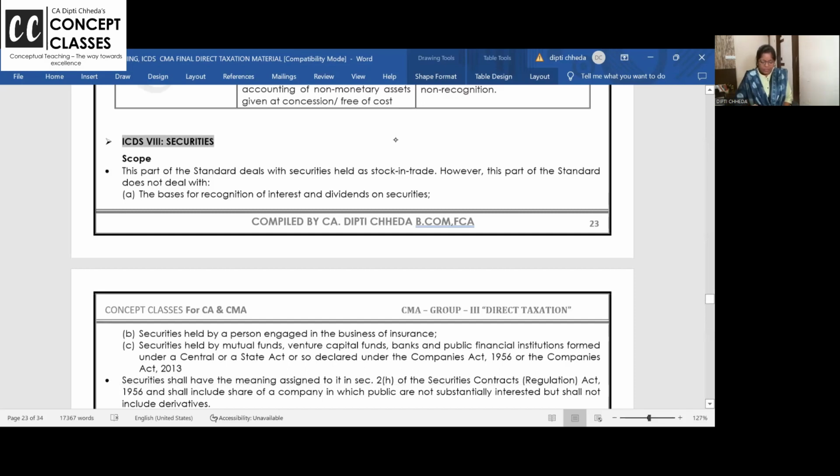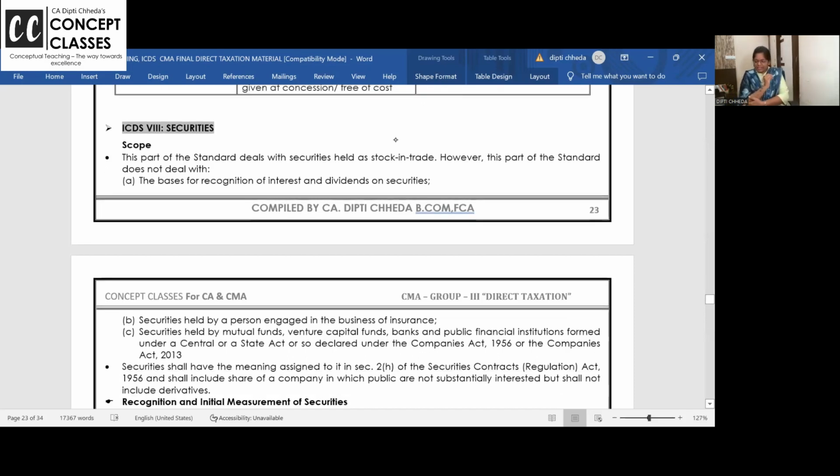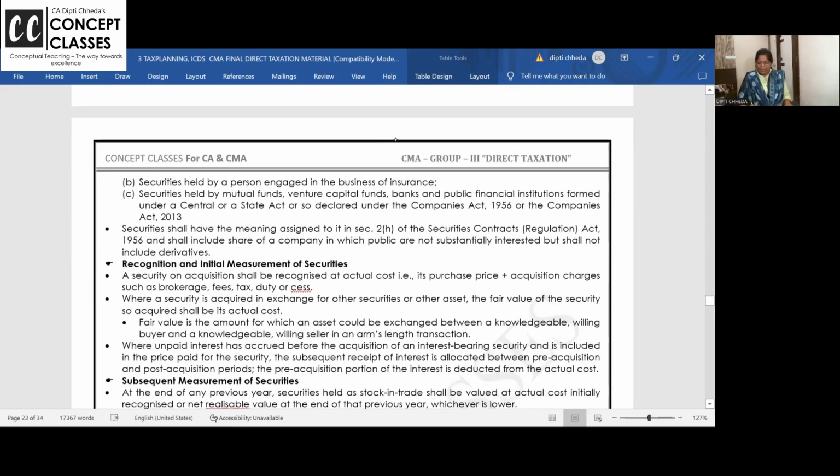Okay? Let us study now ICDS 8. This also we have done. We will just do a brief revision. First of all, ICDS 8 is applicable only for securities taken as stock in trade in your business head: opening stock, purchase, sale, closing stock, and so on. If securities are taken not as stock in trade but as investment, then it will be covered under the capital gain chapter, and for capital gain ICDS is not applicable.